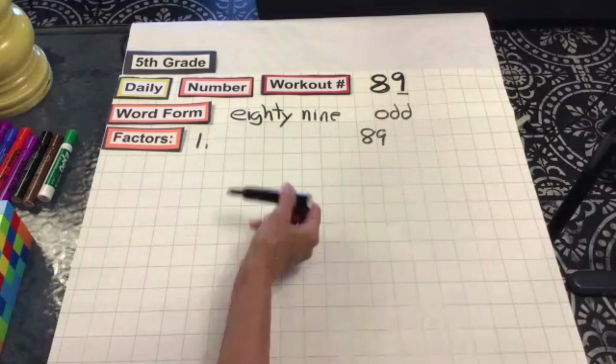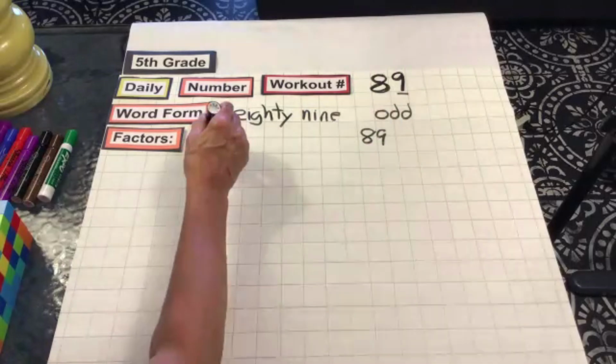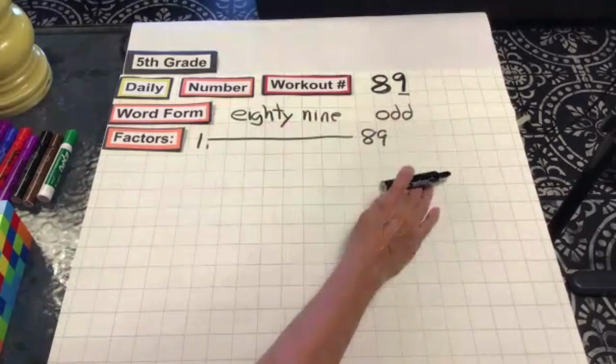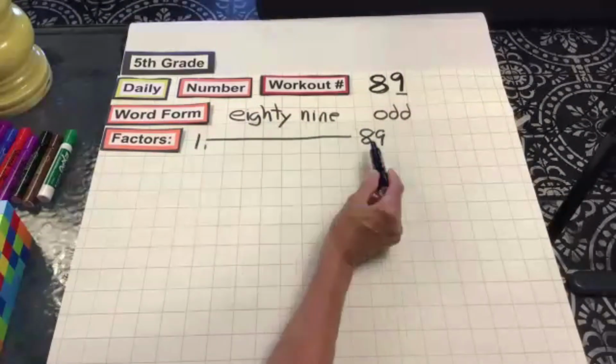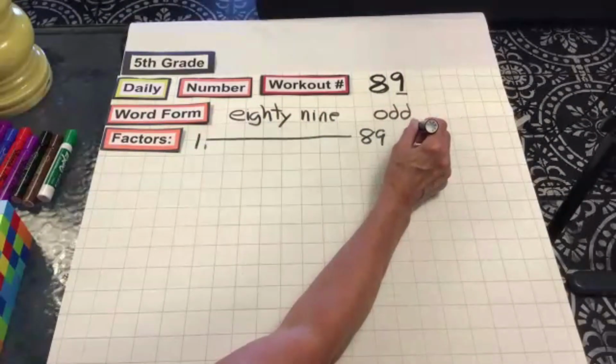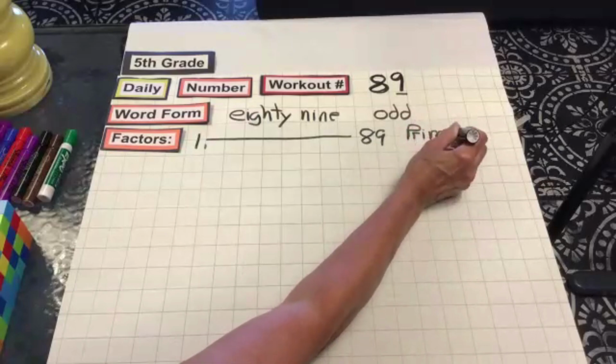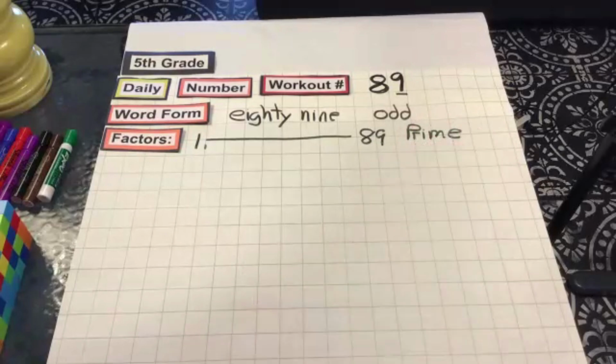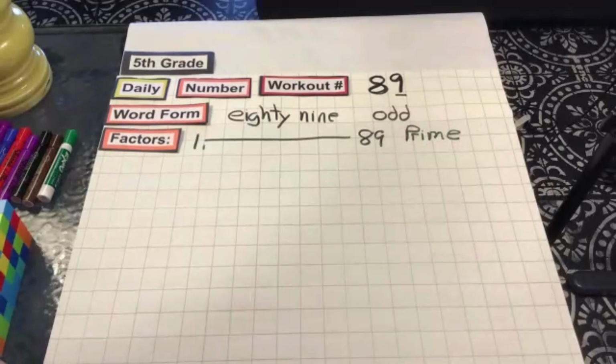10 doesn't go in because it doesn't end with a 0. And basically, no other numbers go in. And so because 1 times 89 is its only factors, it is prime. So write that down on your paper, prime number. All right, let's go on to our multiples.